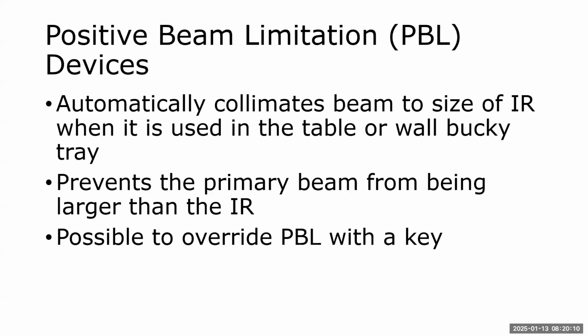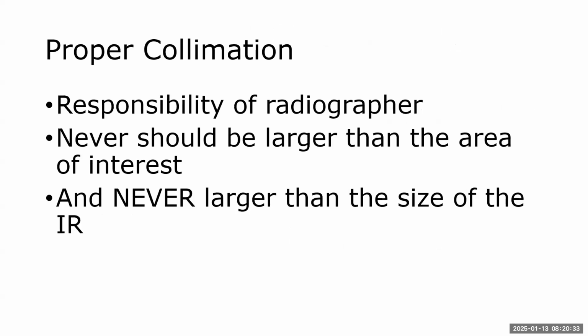Whereas with the older ones, when you had different sizes, it would just sense the size that you were putting in there and it wouldn't open up any bigger than that. It was possible to override the PBL, the positive beam limitation, with a key. So you may have been out there in clinic and seen them turn a key. Has anybody seen them do that on the tube? Like turn the key so they can override for whatever reason. Hopefully it's not to just open the collimator up huge and not have to worry about it.